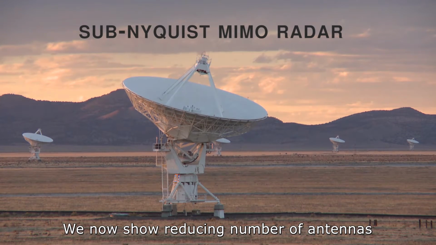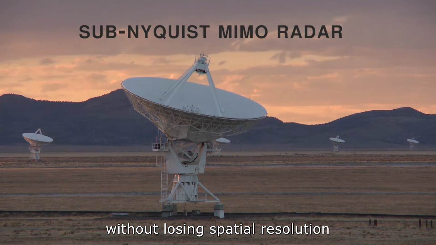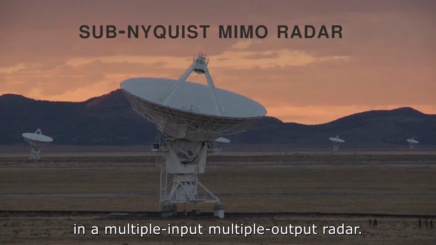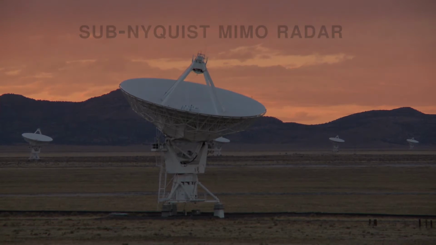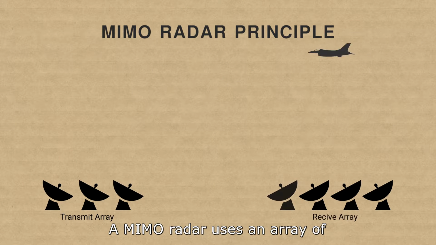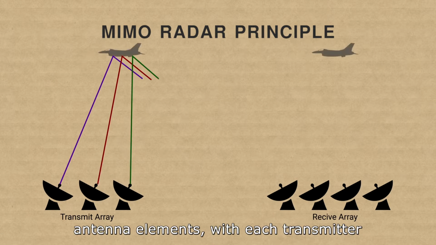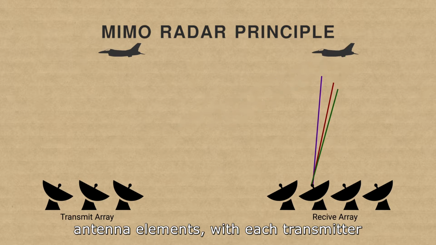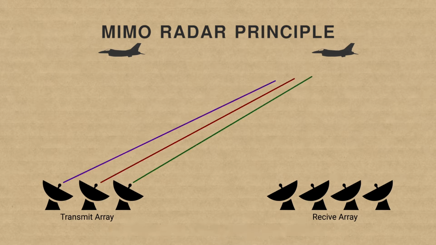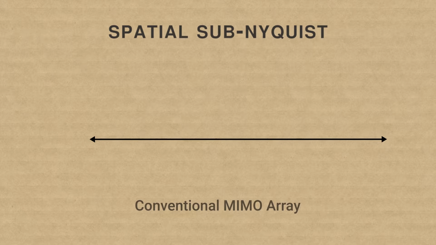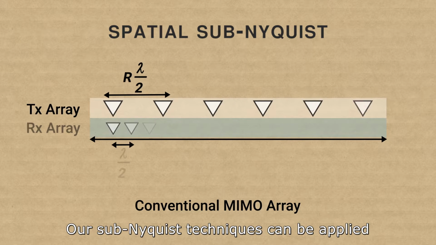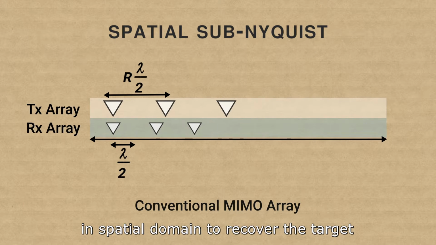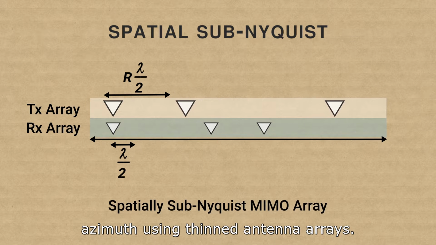We now show reducing numbers of antennas without losing spatial resolution in a multiple input, multiple output radar. A MIMO radar uses an array of several transmit and receive antenna elements, with each transmitter radiating a different waveform. Our sub-Nyquist techniques can be applied in the spatial domain to recover the target azimuth using thinned antenna arrays.